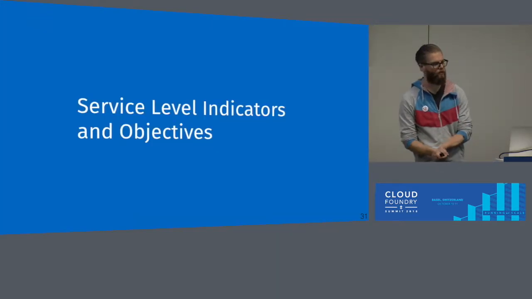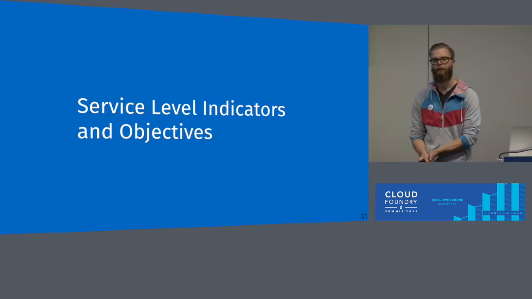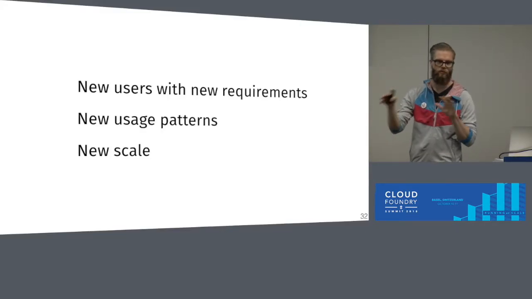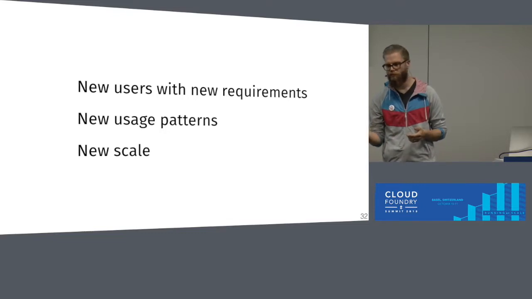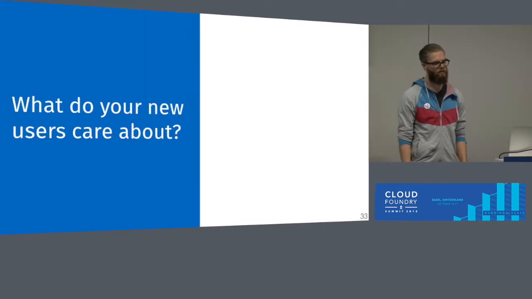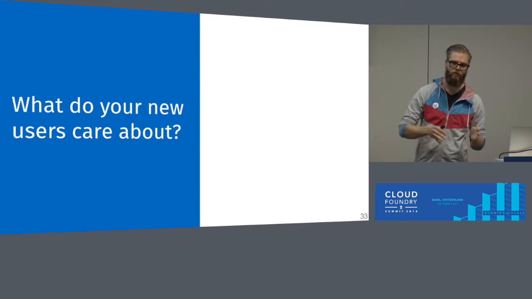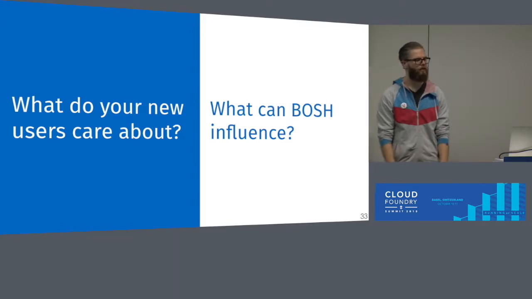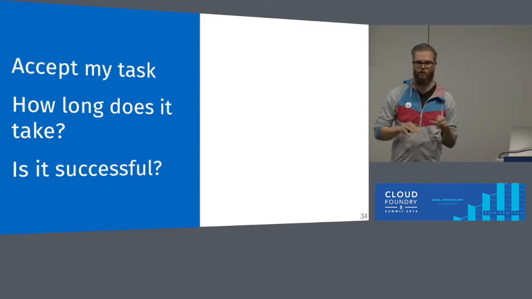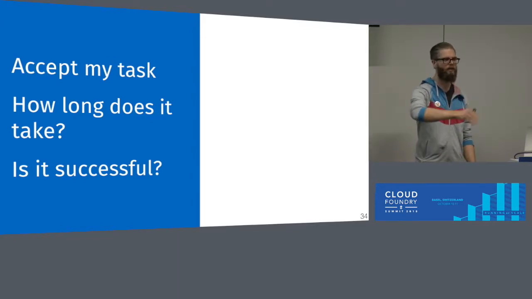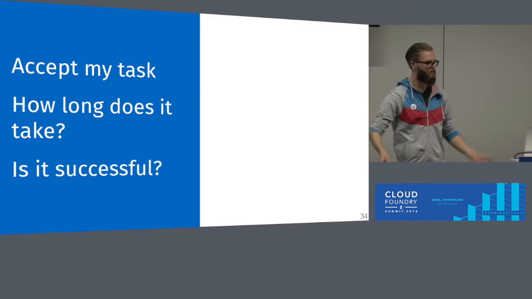Let's switch to the proactive mode, service level indicators and objectives. To reiterate, what we have is a situation where we have new users with new requirements, and they have new usage patterns, and the scale is unprecedented that we are seeing. So we have to ask ourselves, what do our new users with the new use cases care about? And which of those things can BOSH influence and how? Right? So users usually think, I'm typing CF create service, so you better accept my task. I don't want to do this again. Just take it, give me my database at some point in time.